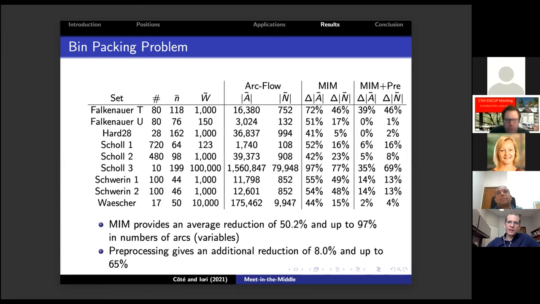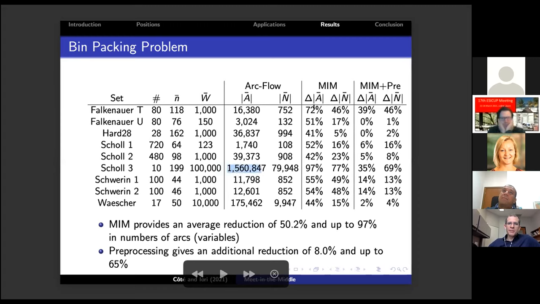So for the bin packing, there are a lot of data sets. I did not consider all of them. The other ones are sometimes harder. So this method is not very computationally good on these. So for the arc flow, the classical method, you can see the size of the graph that is generated. So on some instances, it can grow quite large, like on Scholl 3, it can grow to more than 1 million arcs.